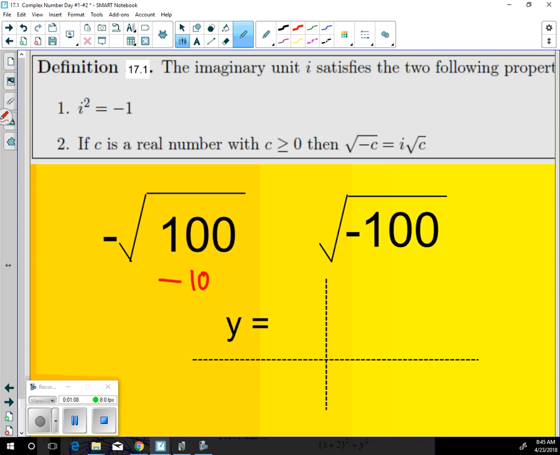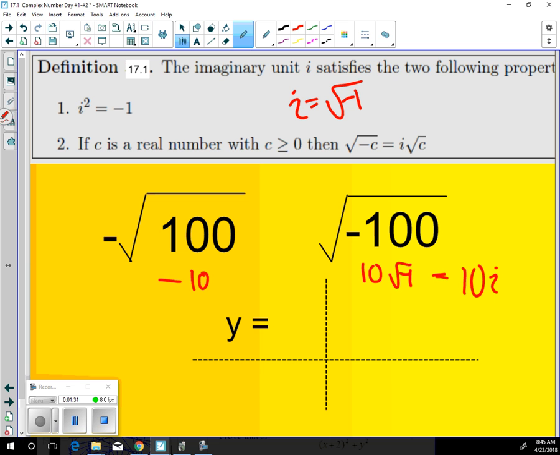This is not negative 10. What this is, is 10 times the square root of negative 1. And we have a name for that. It's 10 times i. i is the same as the square root of negative 1. It's the way in which we deal with the fact that if we take the square root of a negative number, it's not a real answer.